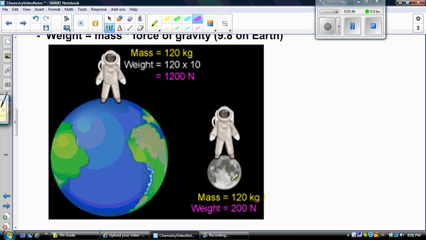Let's just give it a number. Let's say the acceleration due to gravity on the moon is about 2. So if you multiply 2 times 120, you're going to get 240. So that's pretty close. 240 newtons. So anytime you go to a smaller mass planet or satellite in space, you're going to weigh less. Versus if you go to Jupiter, which is a lot larger than Earth, it has a lot heavier or bigger gravitational pull. So if you go from Earth to Jupiter, you're going to weigh a lot more because the force of gravity on Jupiter has increased.